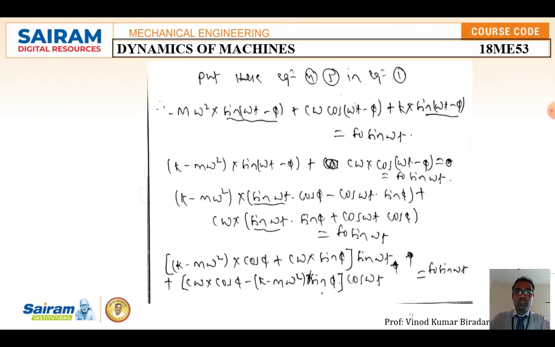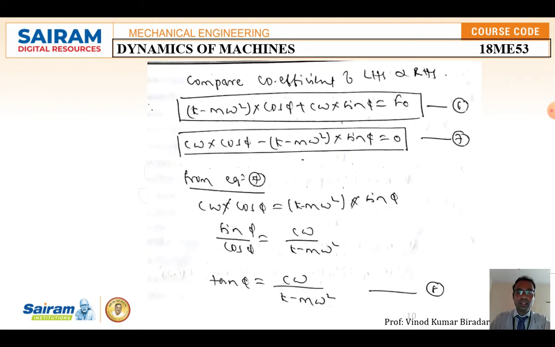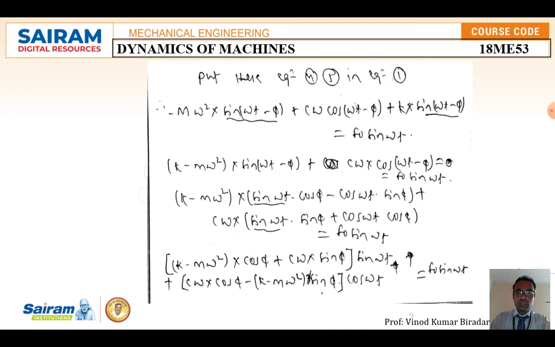Now put equation numbers 4 and 5 in equation number 1. If you substitute all those values in equation number 1, you get minus m omega squared X sin(omega t minus phi) plus c omega X cos(omega t minus phi) plus k X sin(omega t minus phi) is equal to the external harmonic force F0 sin omega t. Here the common term on the left side is sin(omega t minus phi).